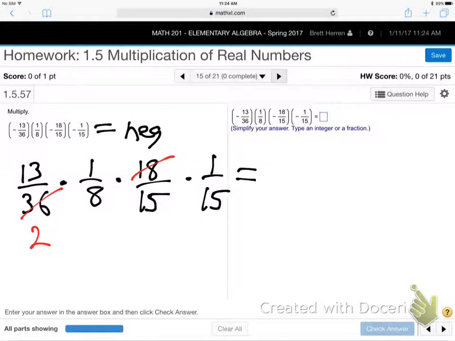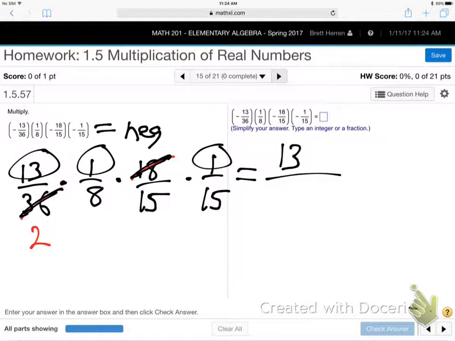Then, when you're all done, you just multiply the leftovers. This 18's gone. He's not there anymore. This 36 is gone, right? They're not left over. So what's left over? 13, 1, and 1. That's just 13. When I'm multiplying now, the leftovers multiply straight across the top and straight across the bottom. So on the bottom, I definitely need a calculator. 2 times 8 times 15 times 15. That's a really big number. What is it? 3,600? Thank you.